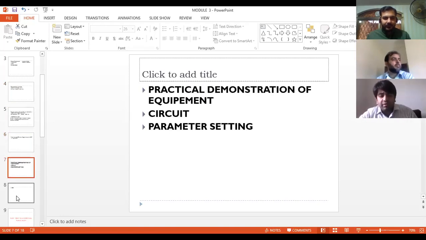Now we will start a video in which I will practically demonstrate the circuit of the ventilator, the different parameters and alarms that are present in the ventilator, and its settings.